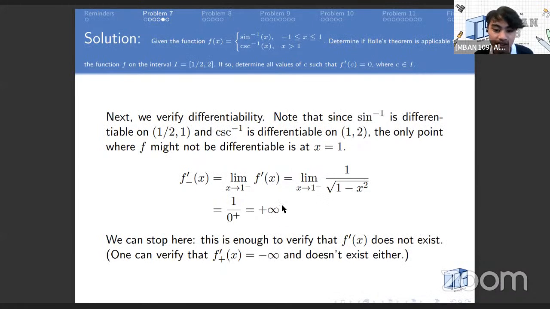Ayan. We can stop here. This is enough to verify that f prime of x does not exist. One can verify that the limit natin from the right is also infinite or negative infinity naman, and also it doesn't exist there. So hindi natin siya kailangan ituloy, to be honest, kasi first part pa lang is nakita na natin na yung f prime of x does not exist.